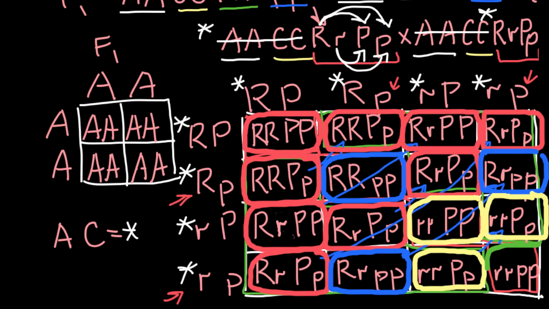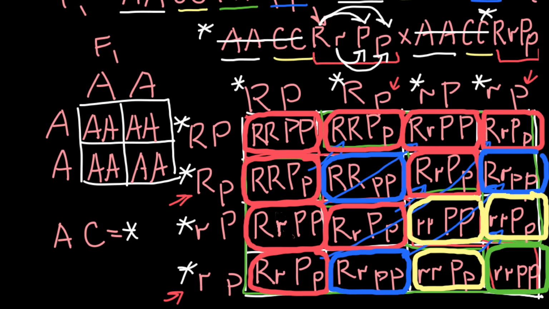We have here a situation when the first gene is recessive and the second gene is also represented by a recessive phenotype and has 2 recessive alleles P. So let's count how many phenotypes we have here. 1, 2, 3, 4, 5, 6, 7, 8, 9.